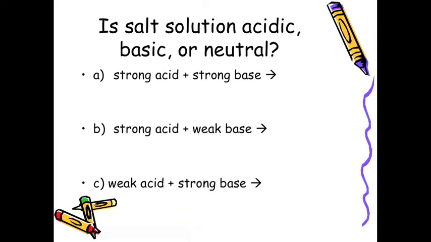This leads you to try to figure out whether a solution is acidic, basic, or neutral after that salt is formed. If you have a strong acid and a strong base together, strong and strong, cancel each other out and you get neutral. If you have a strong acid and a weak base combined together, now the acid is the stronger one, so it will be an acidic salt. If you have a weak acid and a strong base mixed together, the base is now stronger, so you get a basic salt.